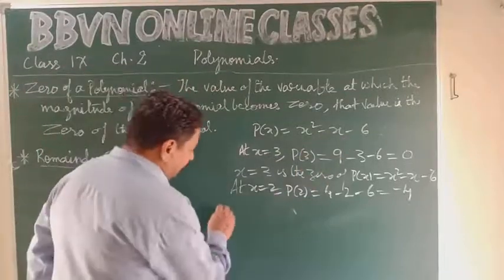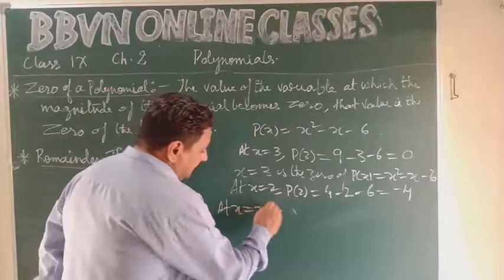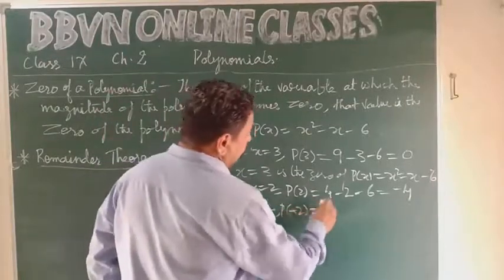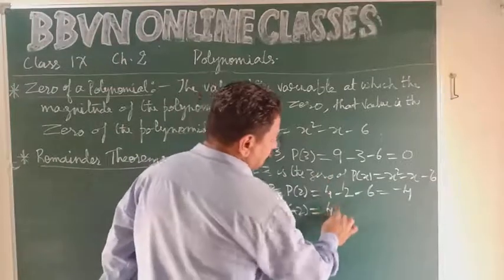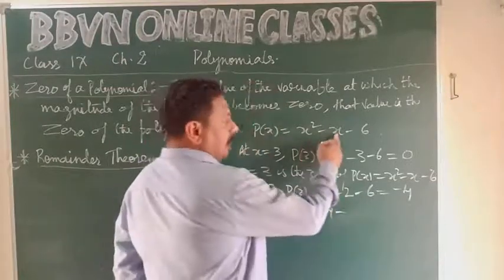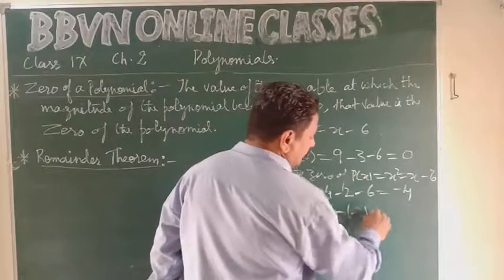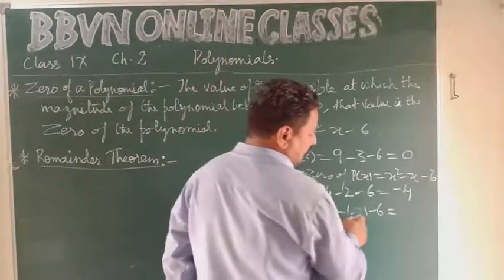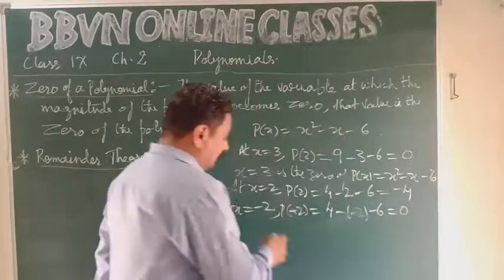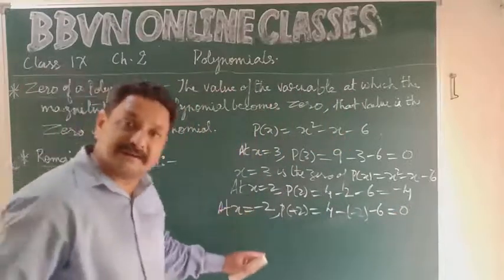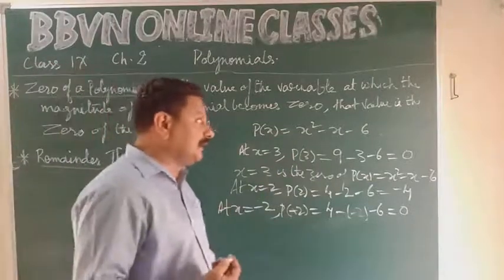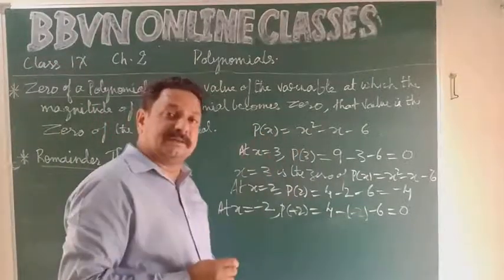What happens if I take x equal to minus 2? So p of minus 2. Minus 2 square is 4, minus minus 2, so minus minus plus, 4 plus 2 is 6, 6 minus 6, 0. So we can say x equal to minus 2 is also the 0 of this polynomial. So the question arises, how many zeros are possible for this polynomial?